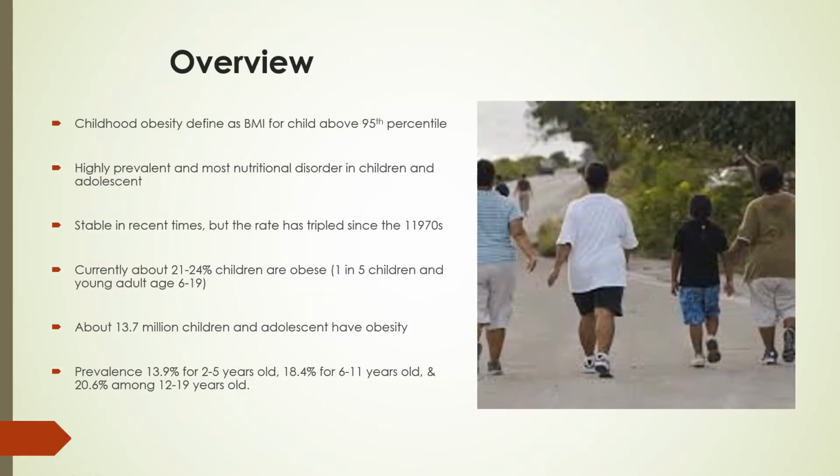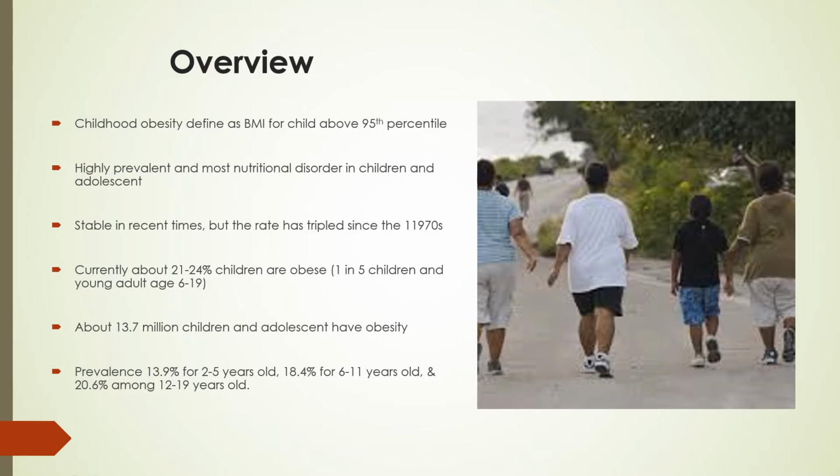So, overview of the situation. Childhood obesity is defined as a child with a BMI of above the 95th percentile for children and teens of the same age and sex. Childhood obesity continues to be a public health challenge. It is the most prevalent nutritional disorder in children and adolescents.